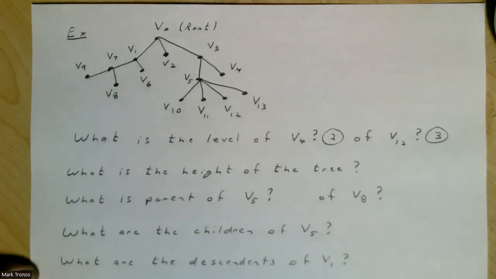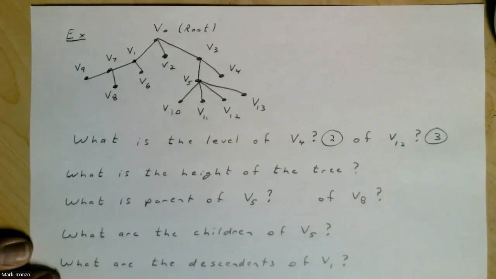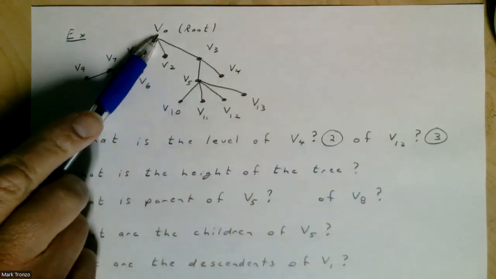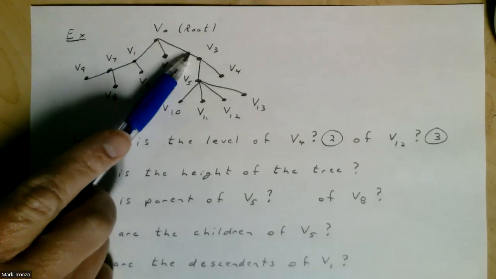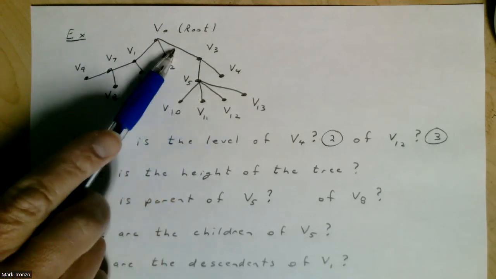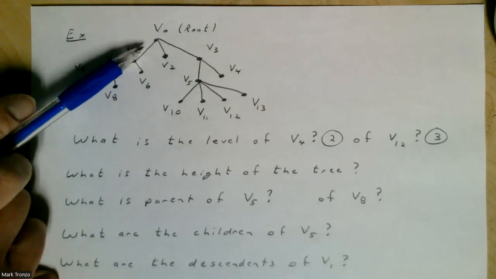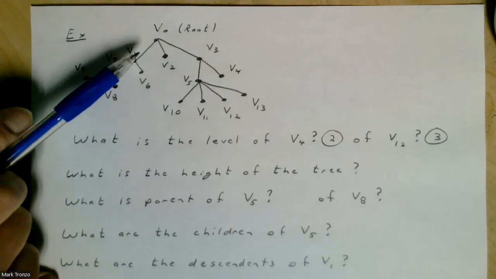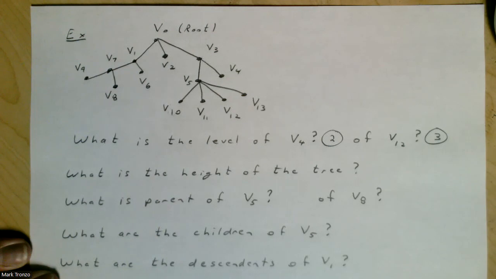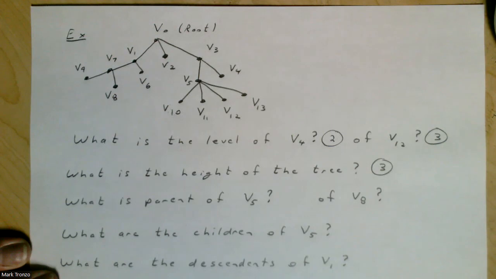Again, it's just the number of edges you have to go through to get from the root to the vertex in question. Then the height of the tree is the longest path from the root to any of these. We already saw that V0 to V12 takes 1, 2, 3. Same thing with any of these here. On this side, 1, 2, 3 to get to V8. It looks like the longest path is 3 to any vertex, so the height is 3.